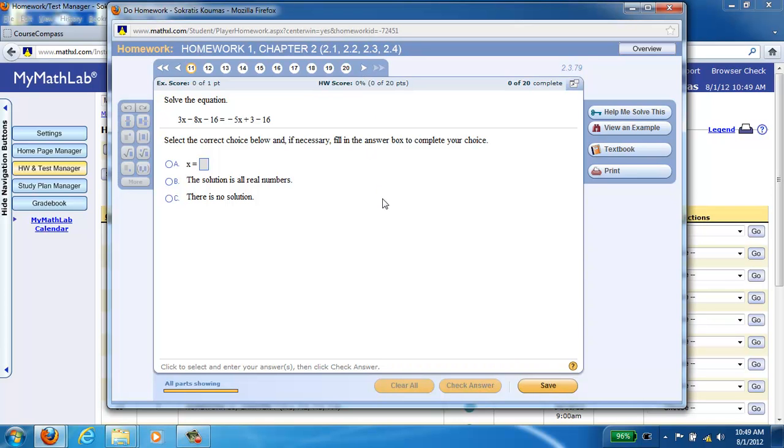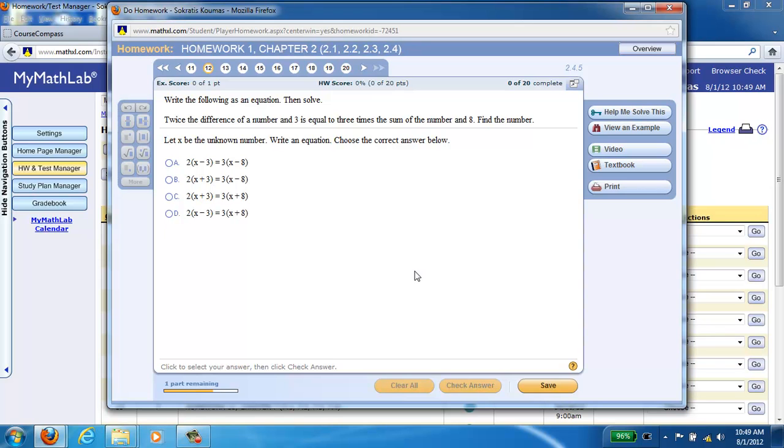Problem number 11, you have to solve a linear equation. So bring all the x's on the left side, the numbers on the right side, and solve for x. Number 12 is a multiple choice. So you have to write the following expression as an equation. So you have to check which one is the correct one.